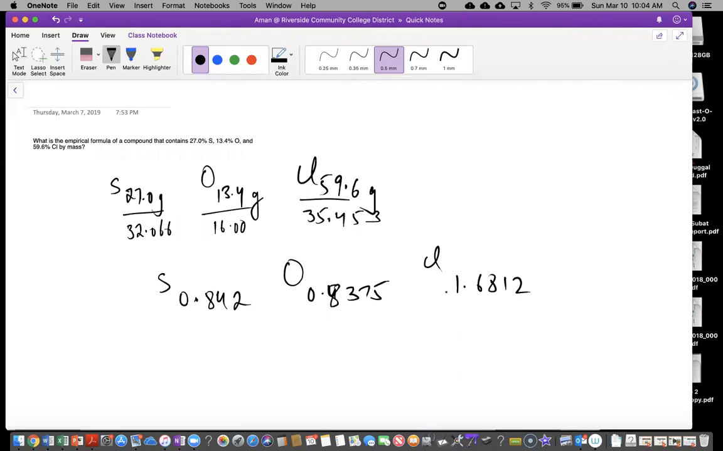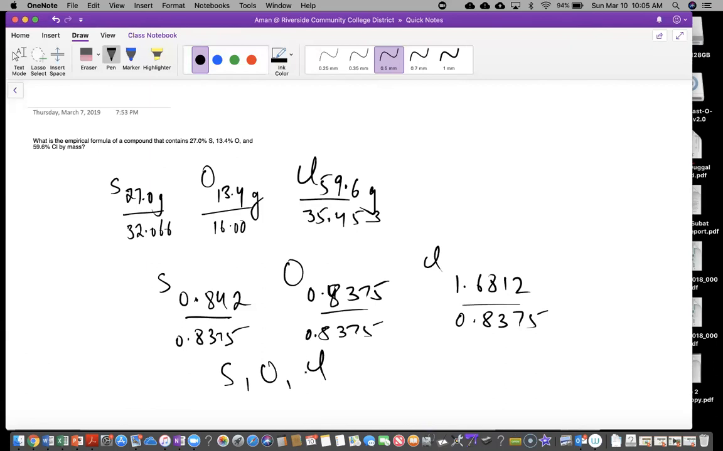Yeah. So now you pick the smallest number and then you just divide them by that. Okay, so I just divide all three by that small number. Yeah, divide by 0.8375, 0.8375. I think S should be 1, O should be 1, and chlorine should be 2. Yeah, so that's it. That's the answer then. So would you say I got it so far? I just need to pay attention to what I'm doing?